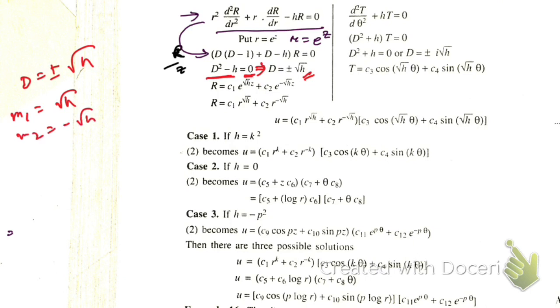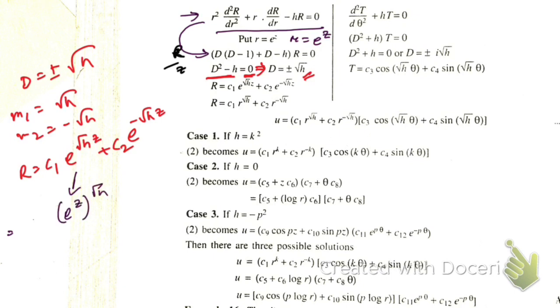And in this case the roots of the equation are distinct and real. If they are real, then the solution should be of this form: capital R is equal to c1 e to the power root h into z plus c2 e to the power minus root h into z. Now you see, this can be written as e to the power z whole to the power root h, and e to the power z is nothing but r, so we can write r to the power root h. And similarly this can be written as r to the power minus root h, and then we're going to get this solution.